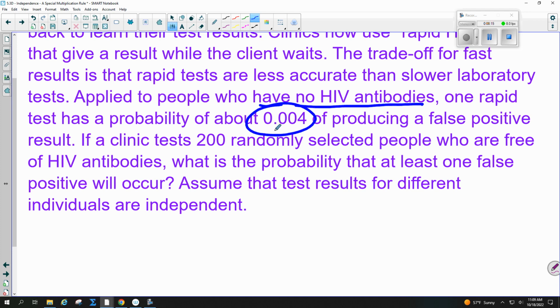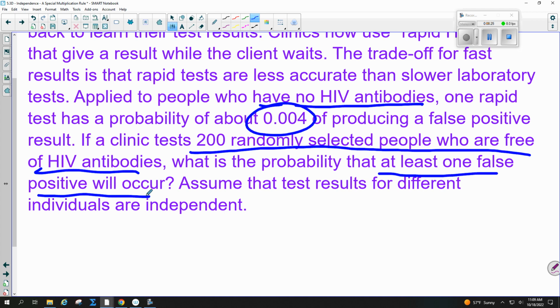All right, what if we pick 200 people randomly who are free of HIV? They don't have it. What's the probability at least 1 false positive will occur? Assume that test results for different individuals are independent. And you're like, oh, thank you, problem, for just telling me this, so I know I'm allowed to multiply. They do that a lot. So the probability of at least 1 is 1 minus the probability of none. But you have to fill in some words here. Like, what is it actually saying?